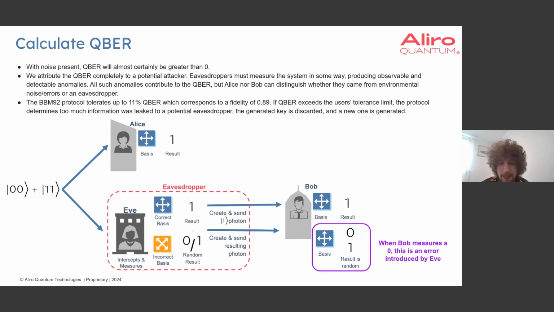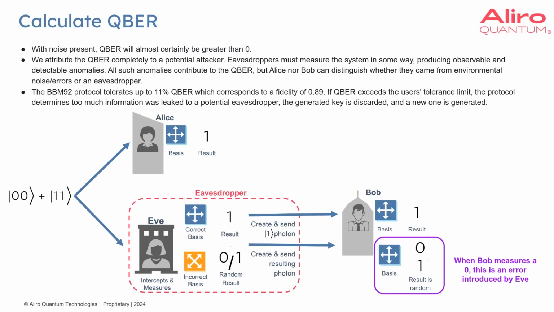With noise present, qubit error rate will almost certainly be greater than 0. We attribute the qubit error rate completely to a potential attacker. As we just discussed, if Eve wanted to get any information about the key material, she would have to measure the system in some way. Because of quantum mechanics, the mere act of measuring disturbs the system and produces observable and detectable anomalies. All such anomalies contribute to the qubit error rate, but neither Alice nor Bob can distinguish whether they came from environmental noise or errors or an eavesdropper.